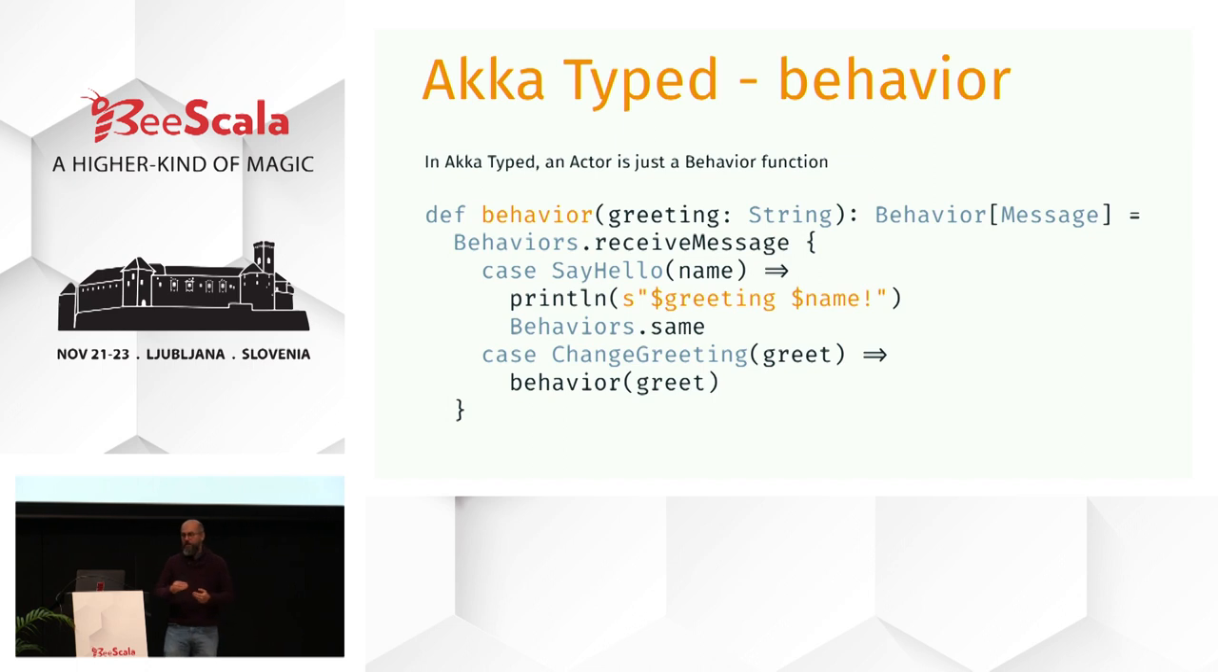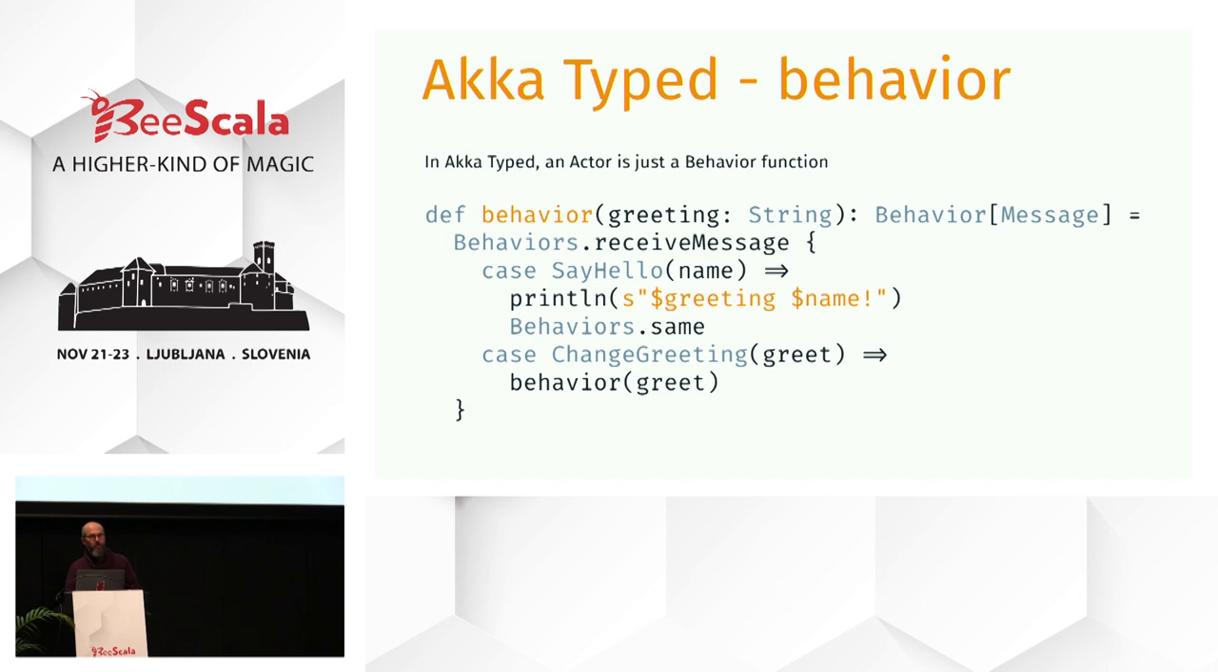So in that example here, I'm defining just a receive function, in which I have the SayHello, I do some side effect, in that case I'm doing a println. I have a better example of that later without side effects. And then I'm just returning that same behavior.